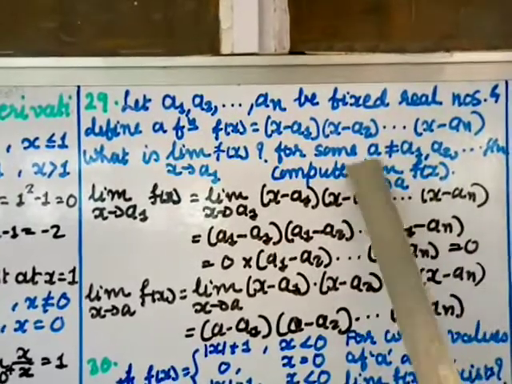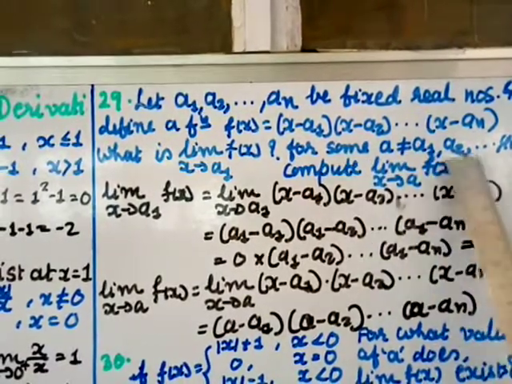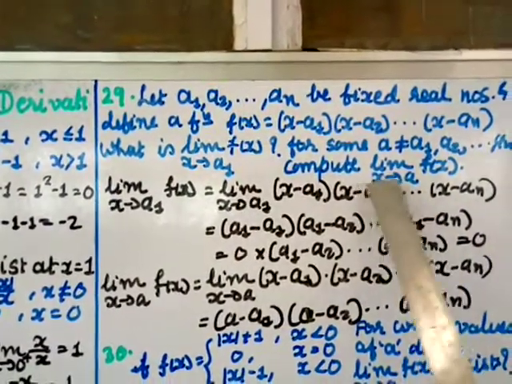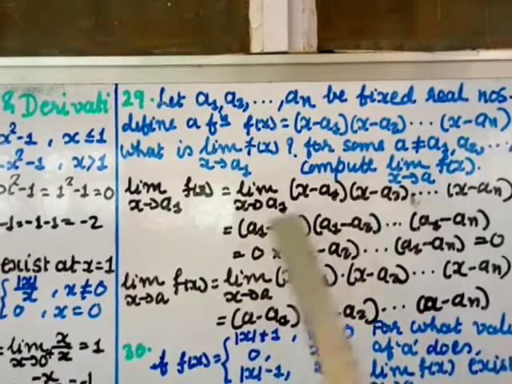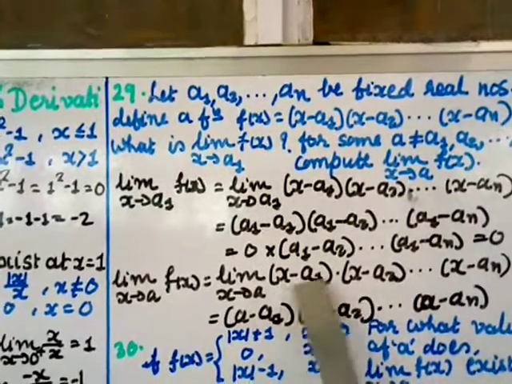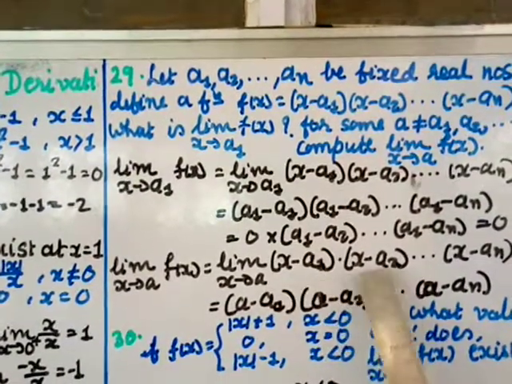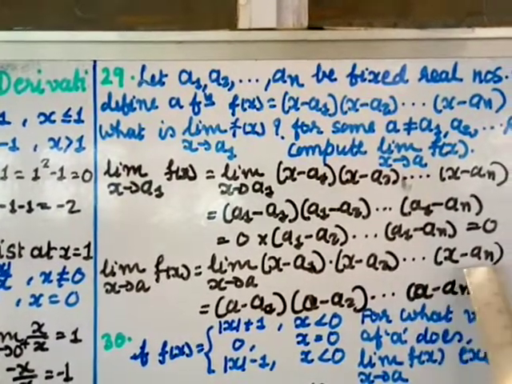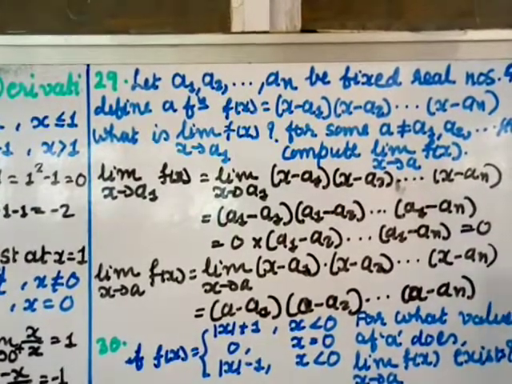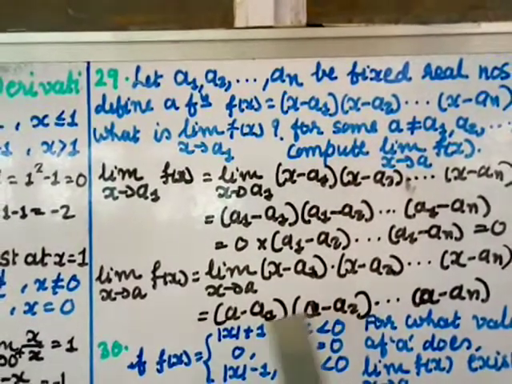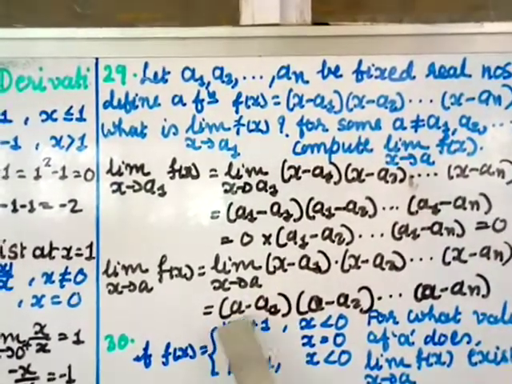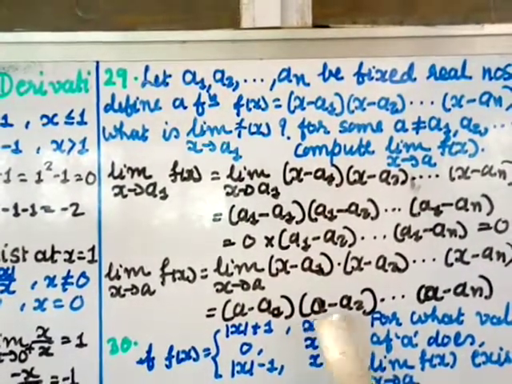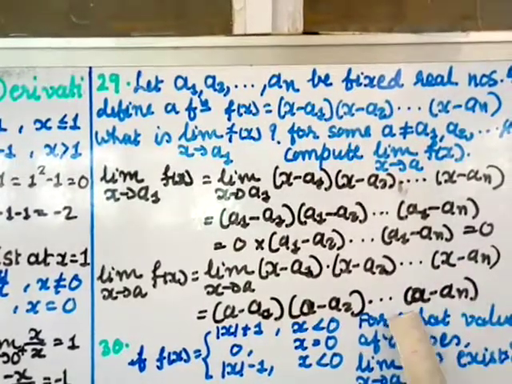Now we shall calculate this one. For a not equal to a1, a2 up to an, limit x tends to a of f(x) equals limit x tends to a of the function given to us, x minus a1 into x minus a2 up to x minus an. Here also simplification is not there, so just put x equal to a. Wherever there is x, put a. So you get (a minus a1) into (a minus a2) up to into (a minus an).